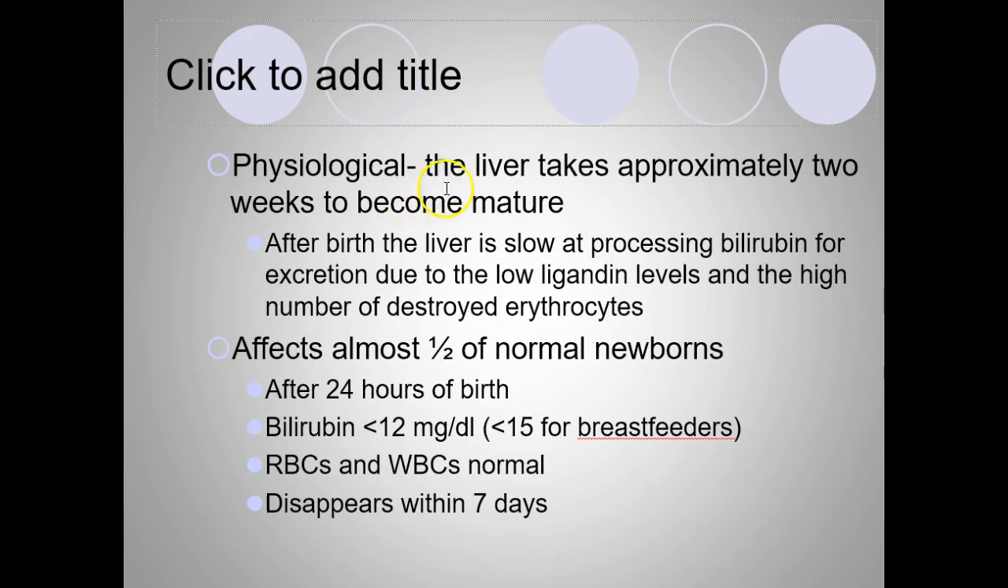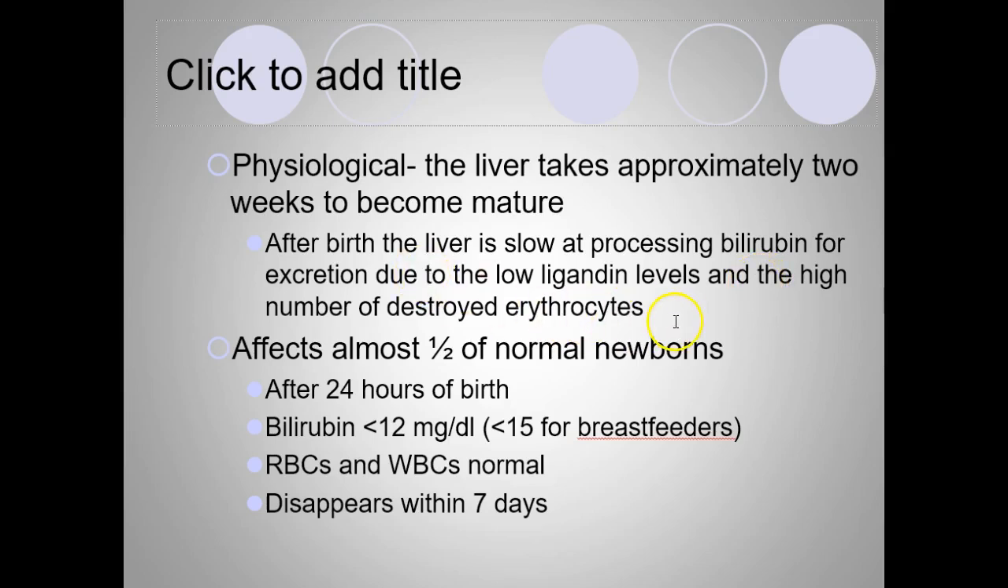So it's physiologic. The liver takes approximately 2 weeks to become mature. It's just very slow to start working. So after birth, it's very slow at processing the byproduct of the lysed red blood cells that are not needed. Just remember, the baby has all that extra blood in the cord and in the placenta, and so the baby's going to have extra red blood cells. The good thing about the baby having extra red blood cells that lyse is that the baby gets extra iron. But the not so great thing is the baby will have higher levels of bilirubin.